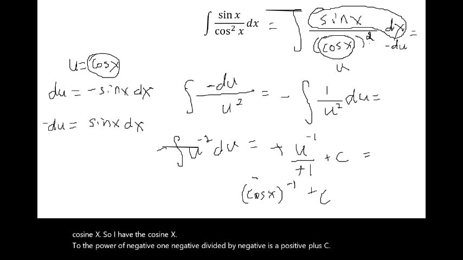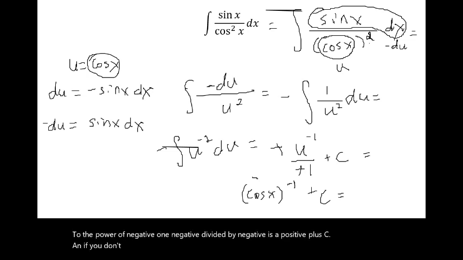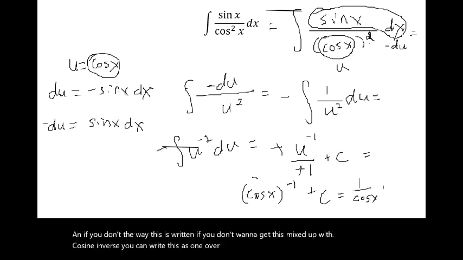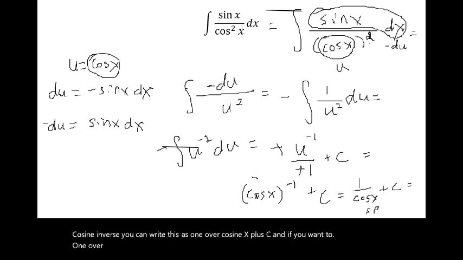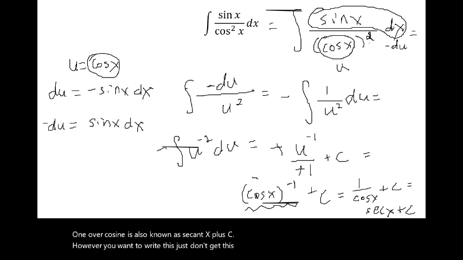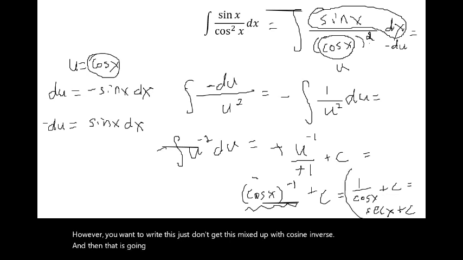And if you don't like the way this is written, if you don't want to get this mixed up with cosine inverse, you can write this as 1 over cosine x plus c. And if you want to, 1 over cosine is also known as secant x plus c. However you want to write this, just don't get this mixed up with cosine inverse. Either one of these is going to be your final answer.